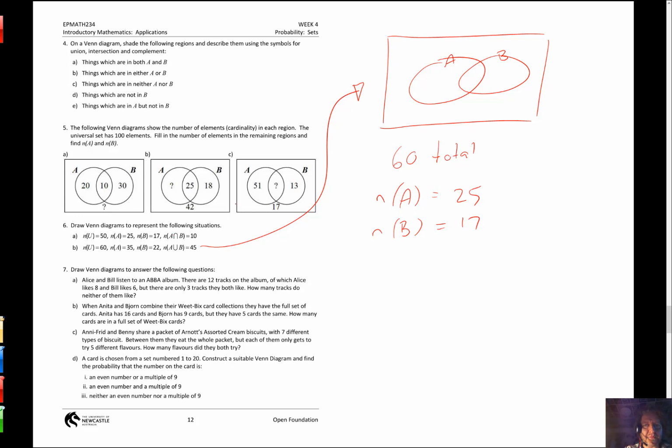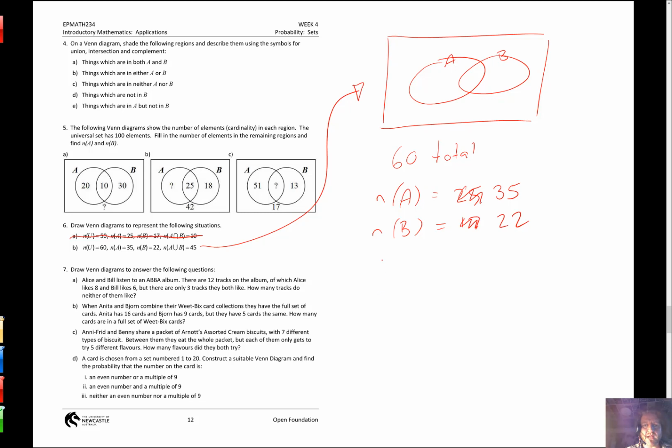Great. n of A intersection B is 10. I would have written 10 there. The second question doesn't. Oh, look at you, David. You've scribbled it out so you don't combine both questions. nA equals 35. nB equals 22. Okay. The only other bit of info I've got is n of A union B is 45.